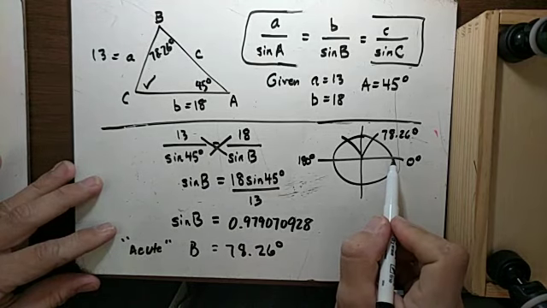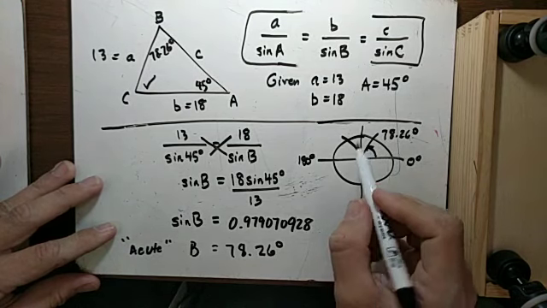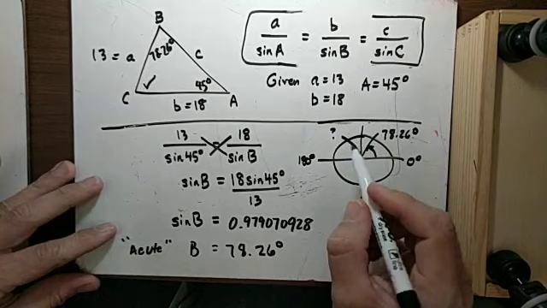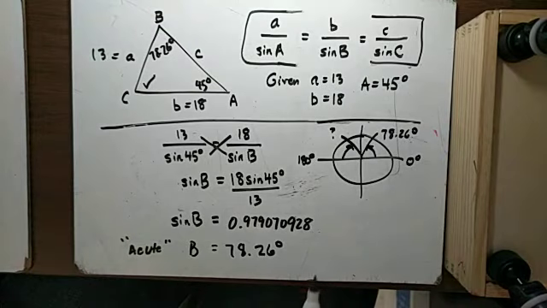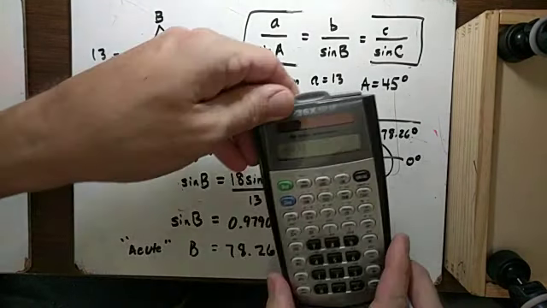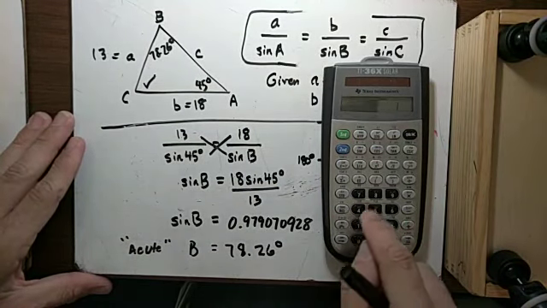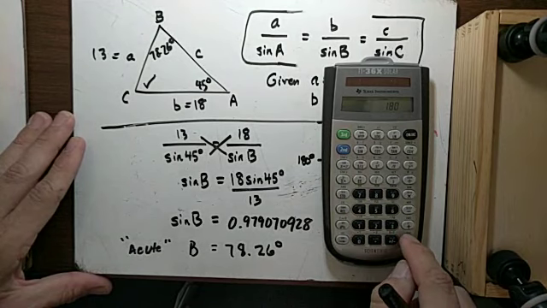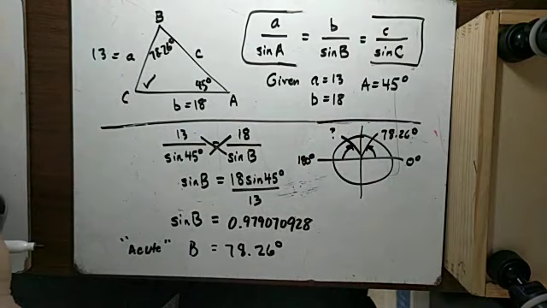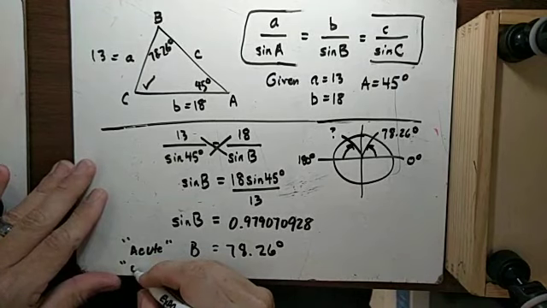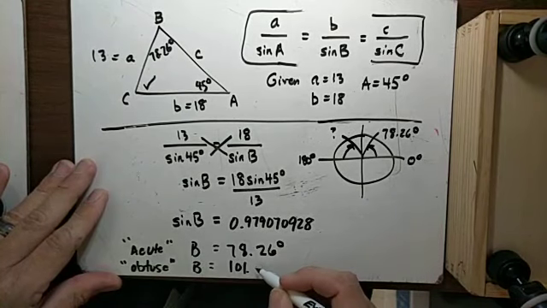So 0 to 78.26 degrees is an angle that's already written there. But to figure out what number this is from 0, I have to take 180 and subtract 78.26 degrees. So the slick trick to do that in your calculator is to make that number negative and then add 180 to it. So that's the slick trick to subtract from 180. So the other angle B is 101.74 degrees. So I'm going to write that down here. The obtuse angle B is 101.74 degrees.